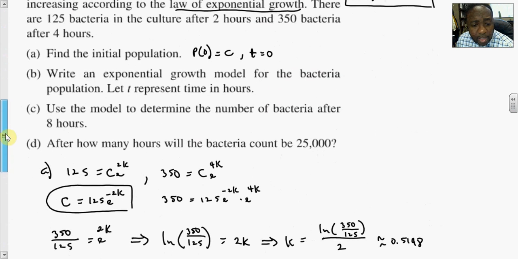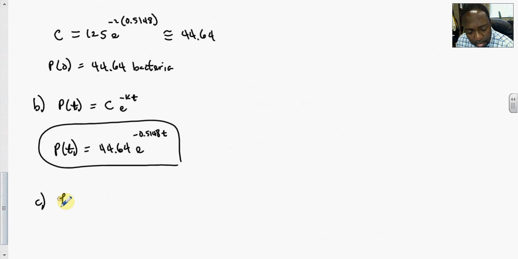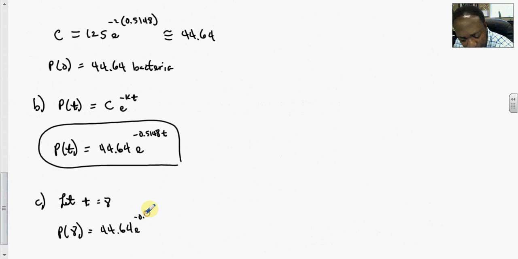Part C, use the model to determine the number of bacteria after 8 hours. So here, just let t equal 8. So P of 8 is equal to 44.64 times e to the negative 0.5148 times 8. And that will give you, I got 2,744.5 bacteria.